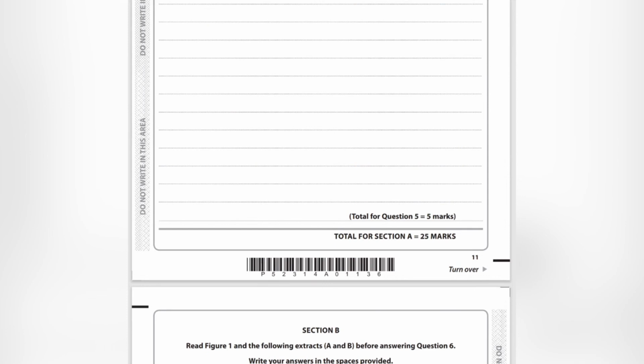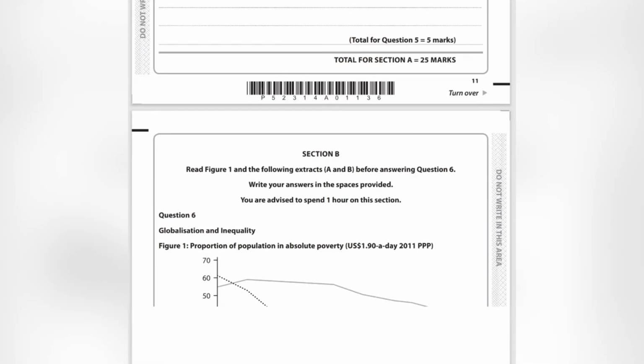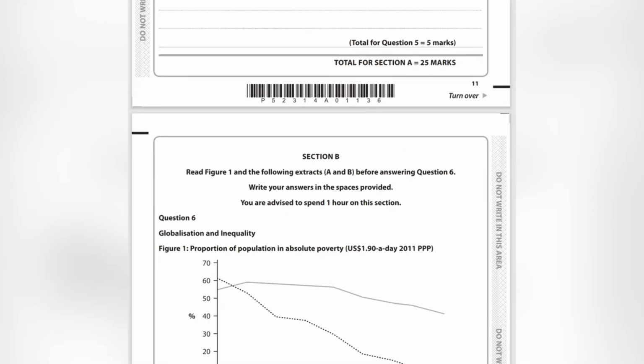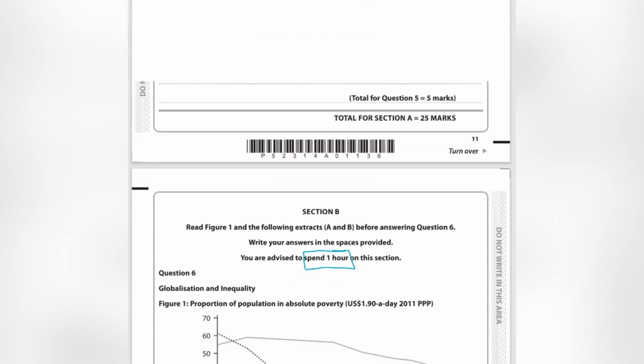That's the 25 marks for section A. Section B, as you can see here, is a longer section. You're advised to spend 1 hour, so it's twice the amount of time you get for section A.